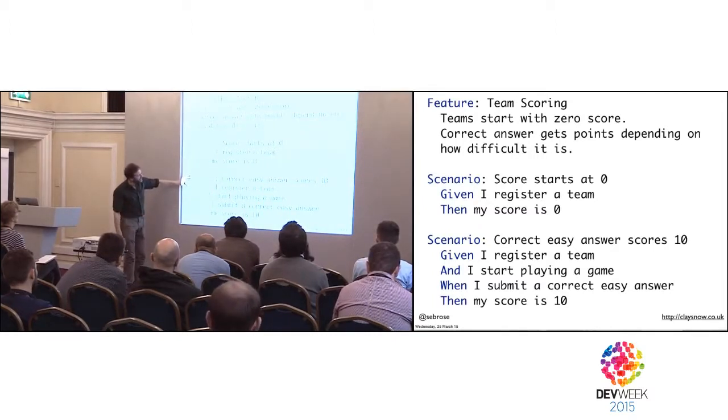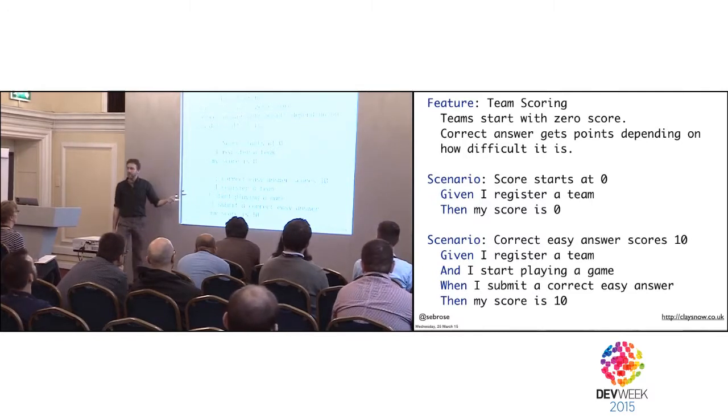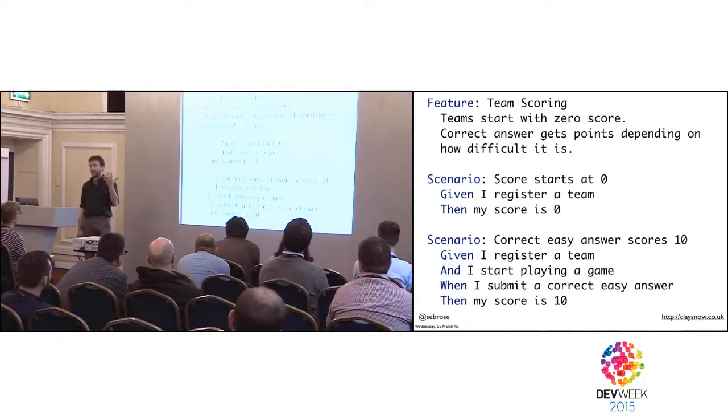There's a slightly more complex one underneath, scenario: correct, easy answer scores 10. You'll notice that there's a conjunction. Actually, you'll notice there's a when as well. So we can clearly have given, when, then. And here we've got the word and as well. And you can also use the word but. So those are the 5 possible keywords: given, when, then, and, but.